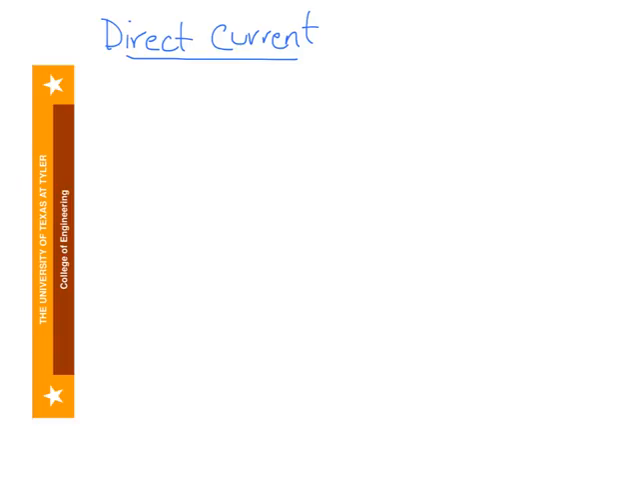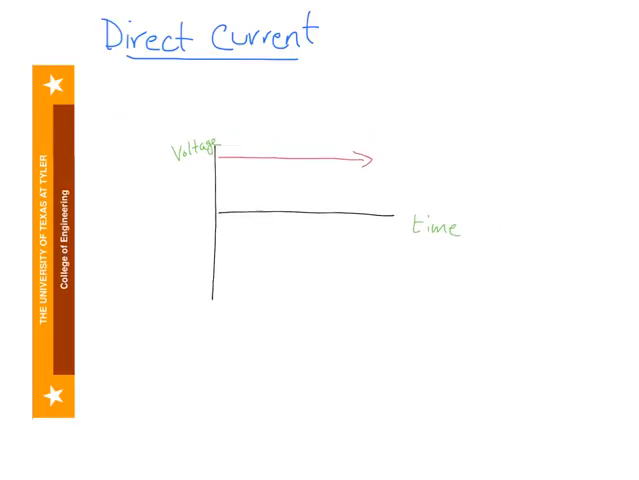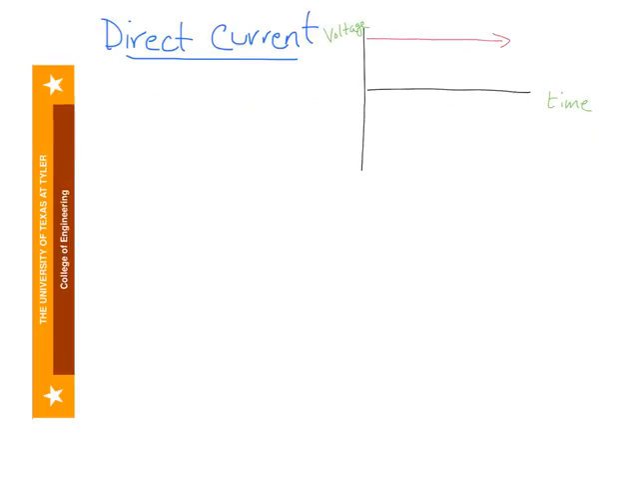So if I was to graph what direct current looks like, and we were to graph voltage versus time, what we would find for direct current is that the voltage is a constant. One direction, boom, there you go. That's direct current. However, if we were to look at alternating current, that's not what we would find.